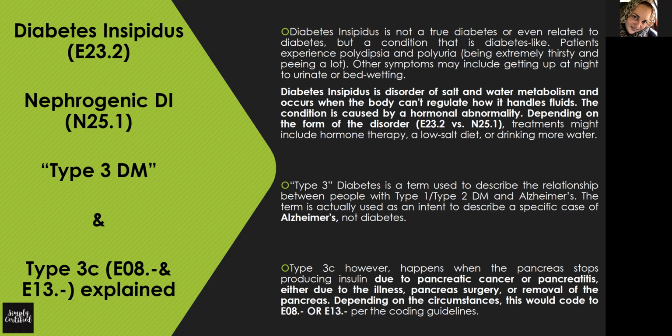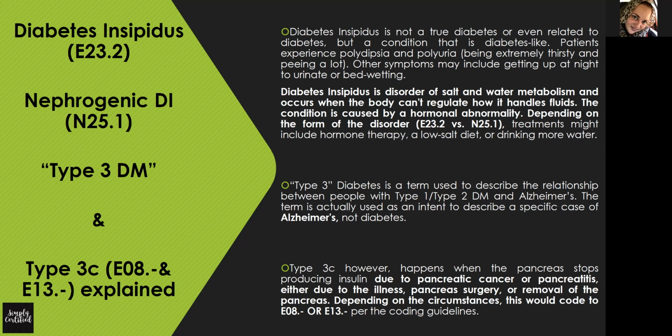All right, type 3 diabetes. This is another make-believe type of diabetes, but it is actually a term. It's a coined term used to describe something, right? So diabetes type 3 is used to describe people that have type 1 or type 2 diabetes, but they also have Alzheimer's. So it's a person with either type 1 or type 2, usually type 2, and they also have Alzheimer's.